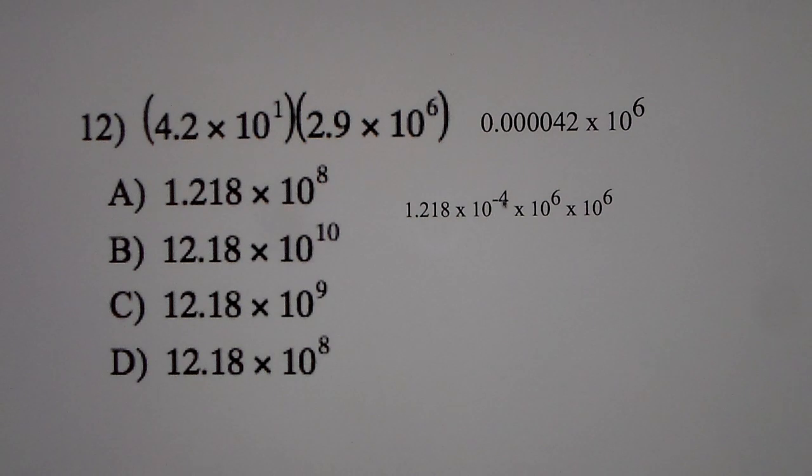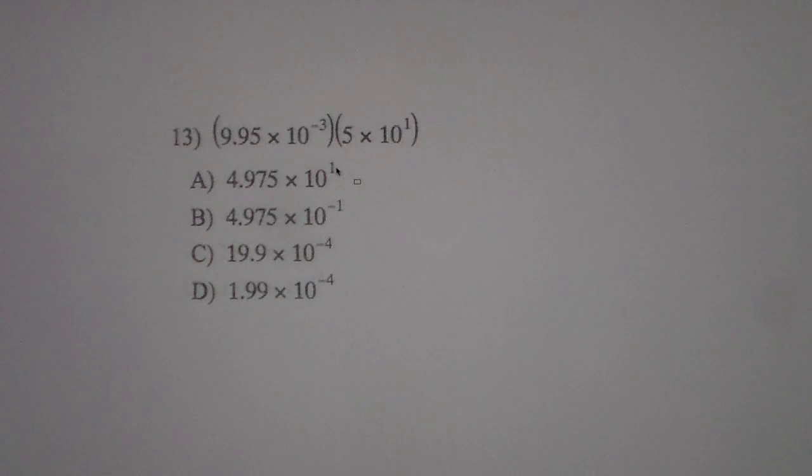Now, we gotta add up all those powers. So it's gonna be negative 4 plus 6 plus 6, which gets you a positive 8. So it'll be 1.218 times 10 to the positive 8. So 12 is A.